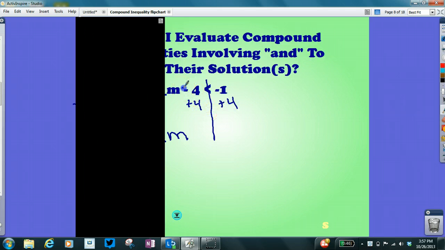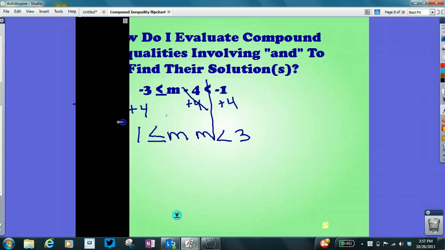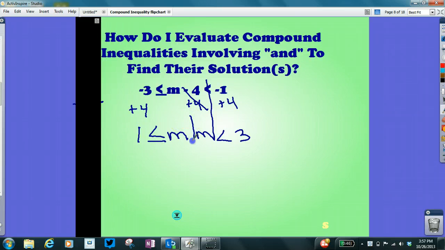Add 4. So now I have m is less than, well, negative 1 plus 4 gives me 3. I'm going to move this out of the way, because now I have two different inequalities, and now I can actually graph these on a number line.